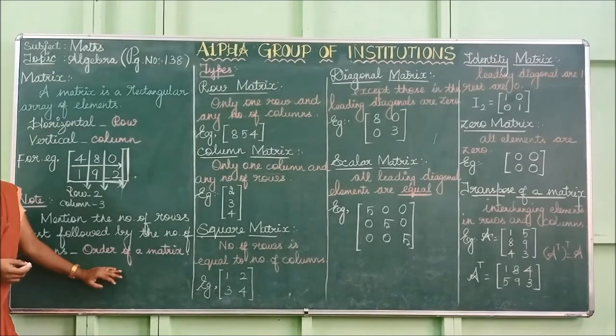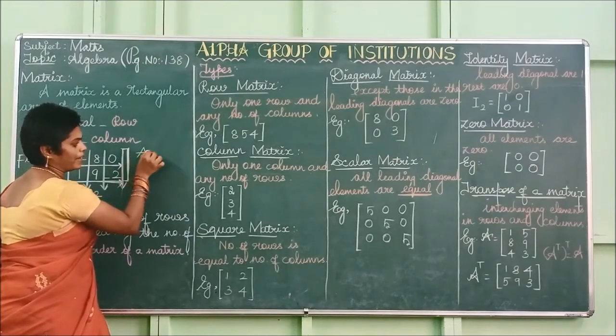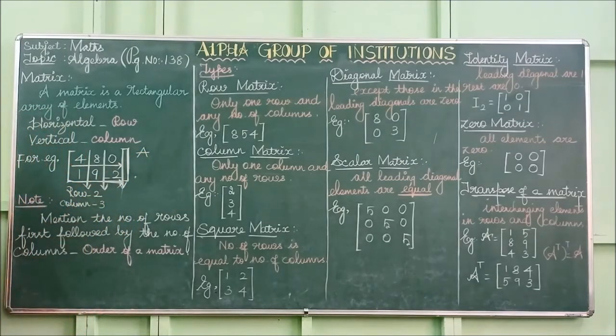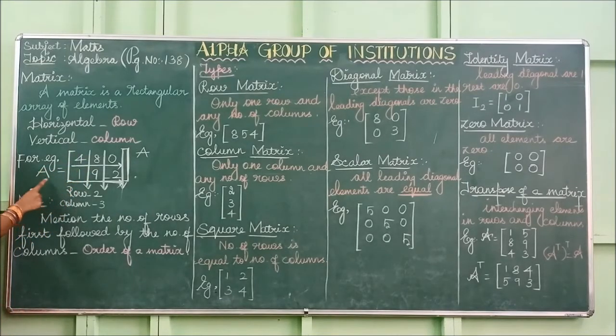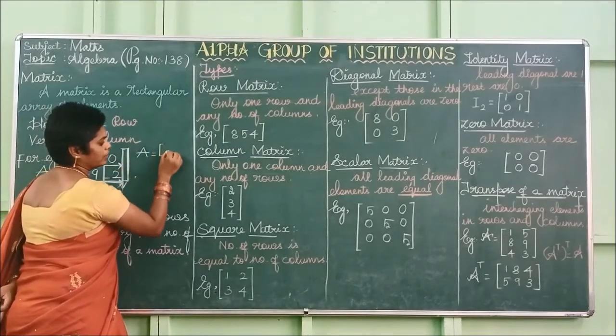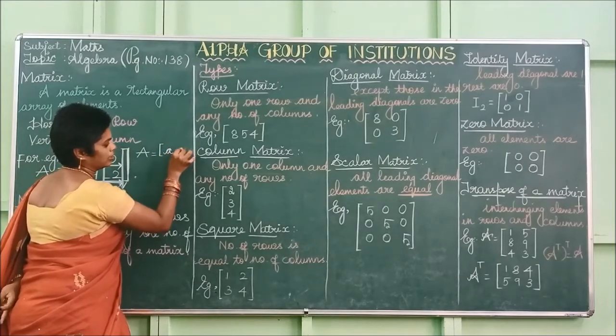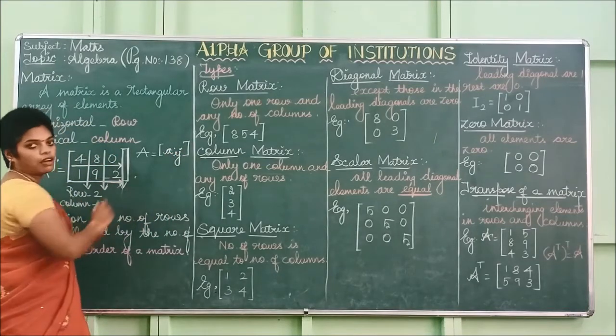Before going to the order of the matrix, we must know the general form of a matrix. Consider a matrix. You have to notate the matrix with a capital letter only. Inner values will be small letters, but the matrix must be denoted by a capital alphabet from A to Z, anything. Now I am considering the matrix A, which is of the general form Aij. In this, i denotes the rows and j denotes the columns.